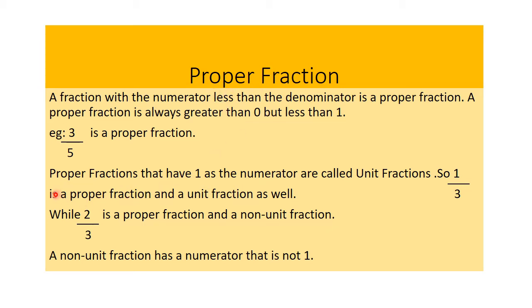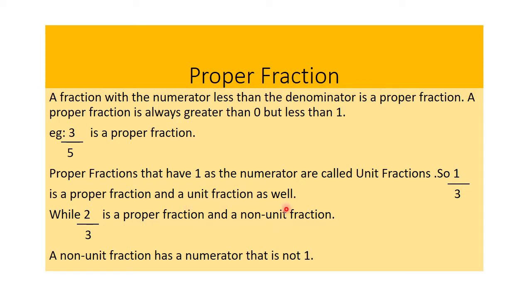Let's move further. Proper fractions that have 1 as the numerator are also called unit fractions. Here one example we have taken is 1 by 3. 1 by 3 is a proper fraction because the numerator, which is 1, is smaller than the denominator, which is 3, and simultaneously 1 by 3 is a unit fraction also because here 1 is the numerator. We all know that a fraction is called a unit fraction if it has 1 as its numerator. So 1 by 3 is a proper fraction and a unit fraction as well, right?